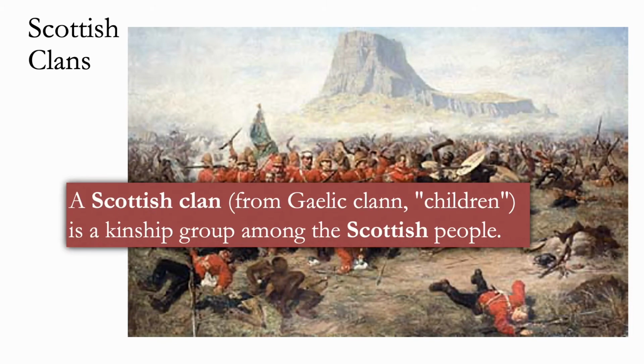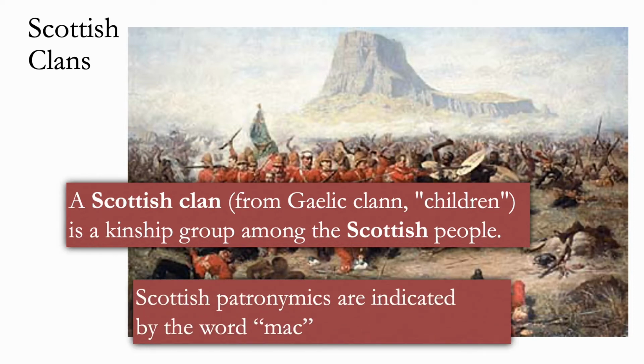A Scottish clan is a kinship group among Scottish people. The word clan comes from the Gaelic word clann, meaning children. Scottish names were originally patronymics, where the children had a surname with the patronymic marker, Mac, followed by the father's first given name.